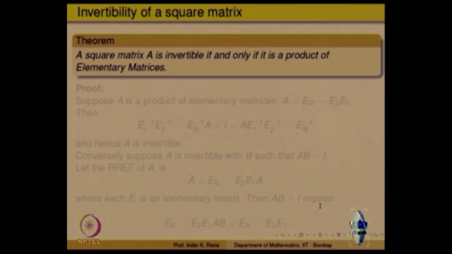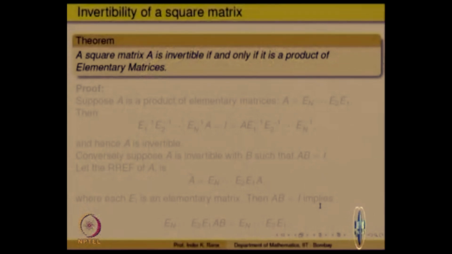If a matrix can be split as a product of elementary matrices, obviously each elementary matrix is invertible, right? A product of invertible matrices is invertible. So one way is obvious. If a matrix A is a product of elementary matrices, each elementary matrix is invertible, and a product of invertible matrices is invertible. So A is invertible. So one way is obvious.